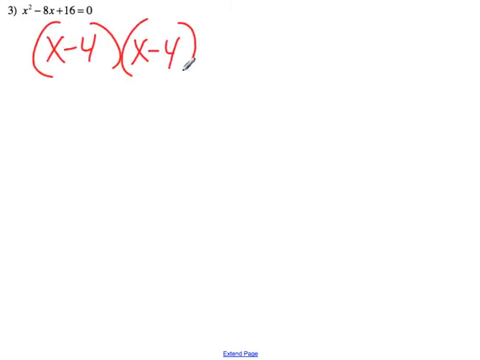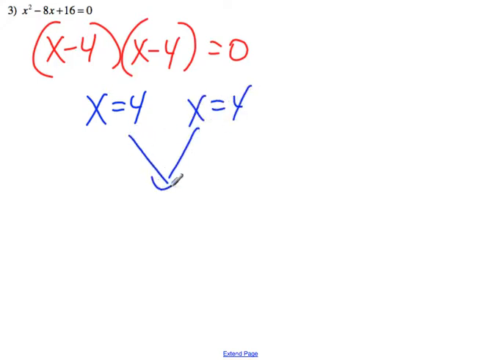For this one here, we could factor it out to x minus 4 and x minus 4 equals 0. So now, like we did earlier, we just get x equals 4 and x equals 4. So we just have one answer, x equals 4. This is when we have one solution.